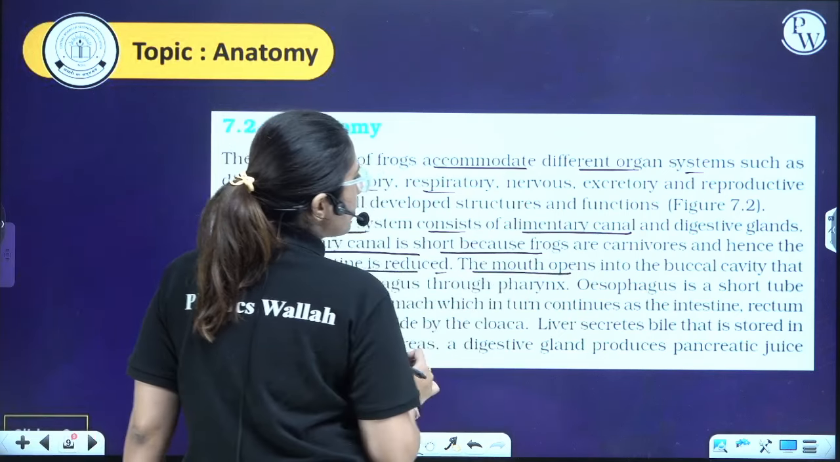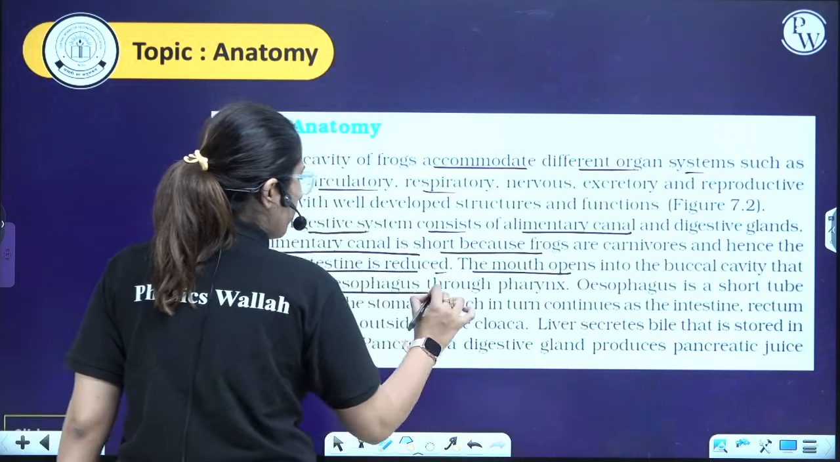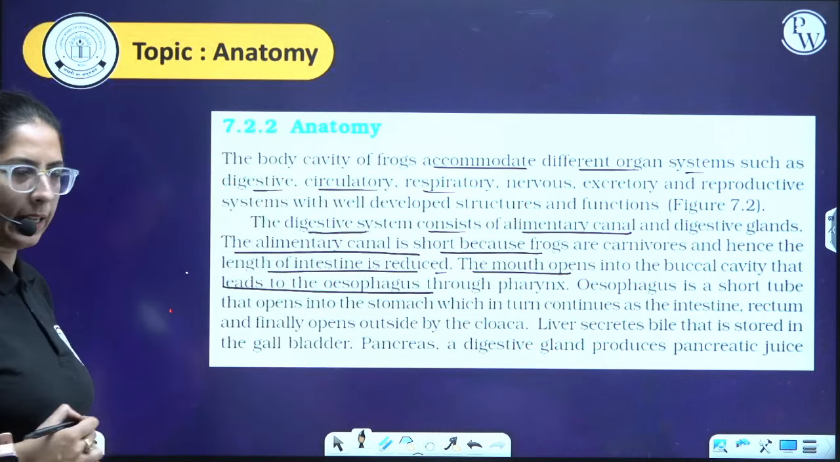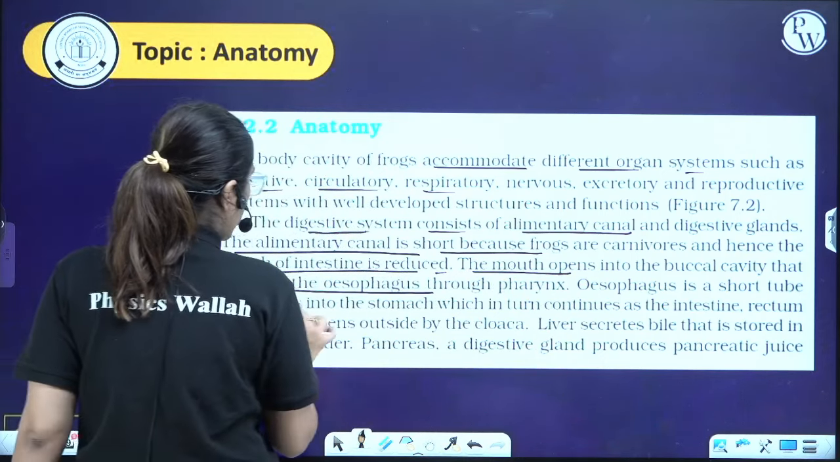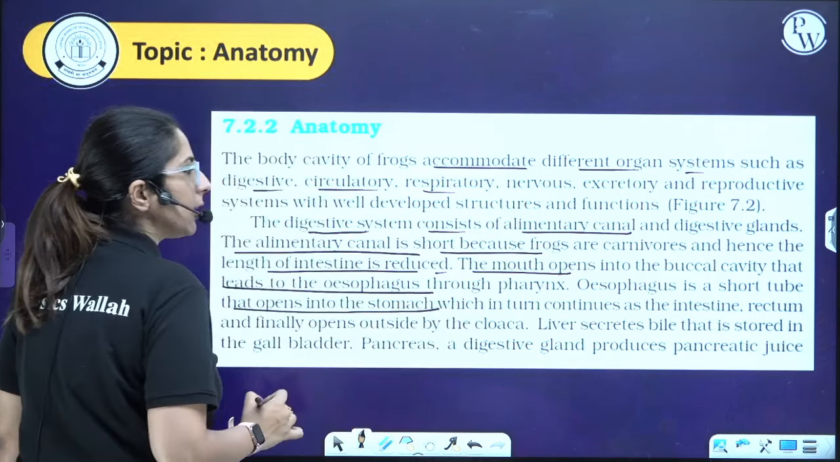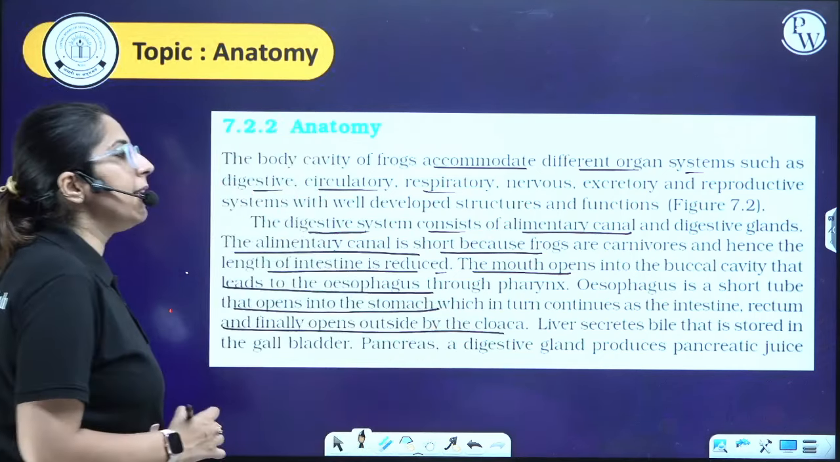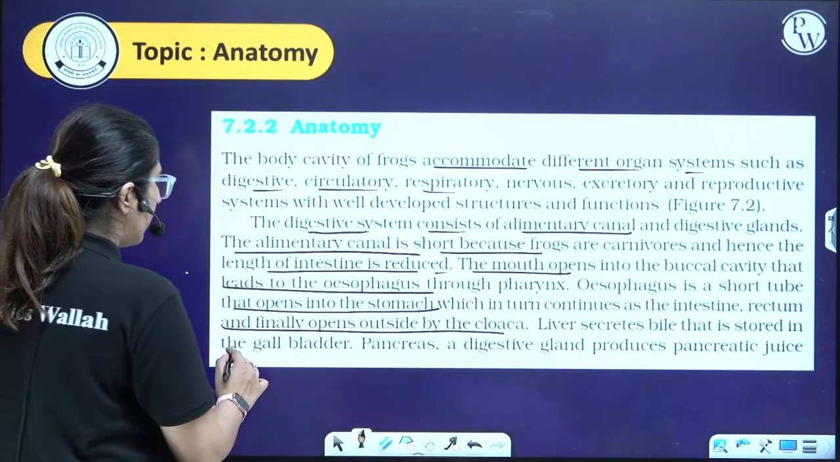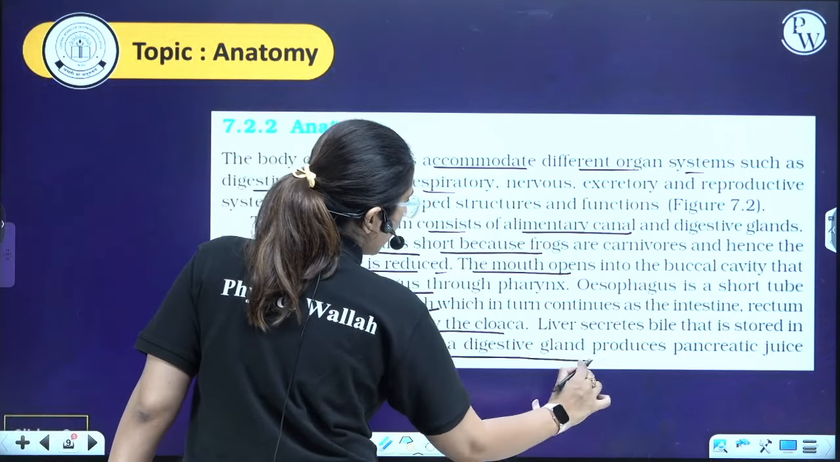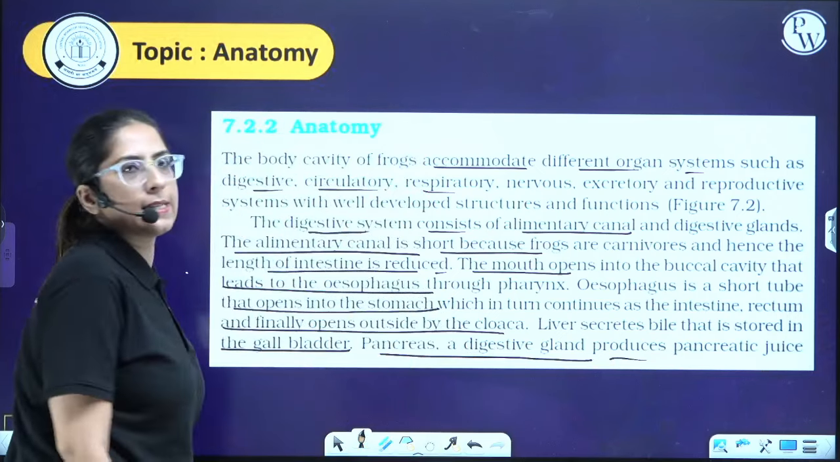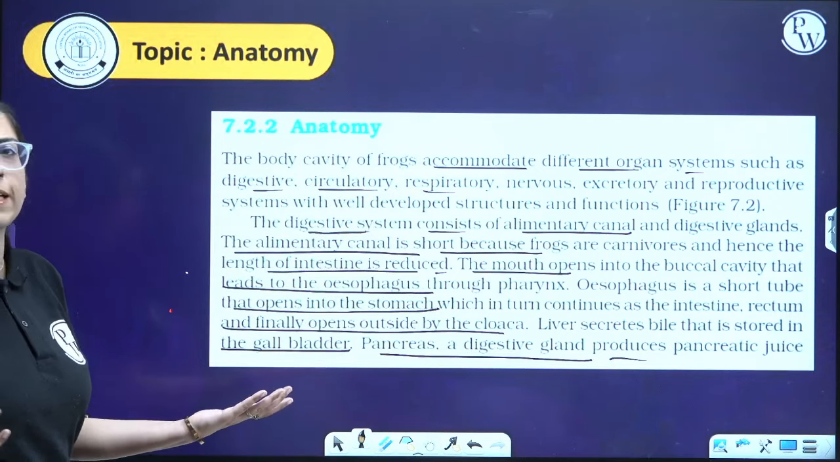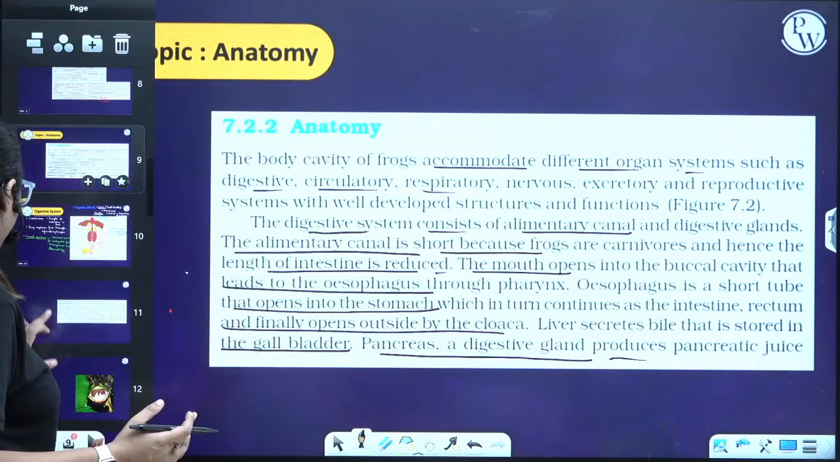Hence, the length of the intestine is reduced. The mouth opens into a buccal cavity that leads to the esophagus through the pharynx. The esophagus is a short tube that opens into the stomach, which in turn continues with the intestine and rectum, and finally opens outside to the cloaca. The liver secretes bile, stored in the gallbladder. The pancreas, a digestive gland, produces pancreatic enzymes. Each and every line, guys, we have already done.